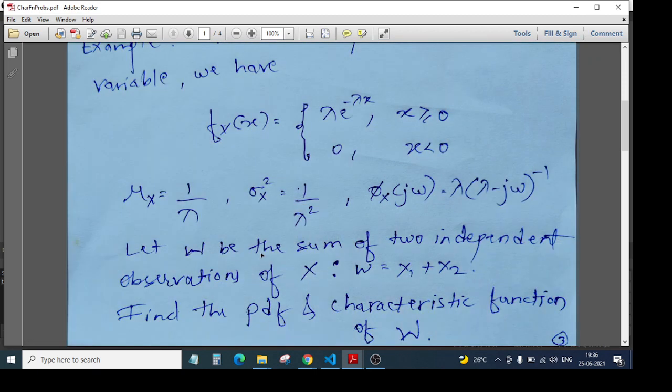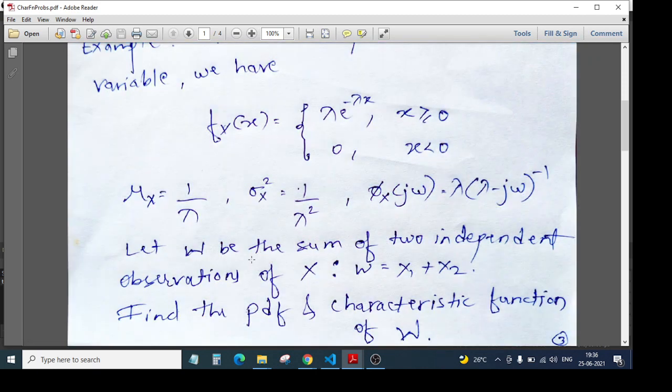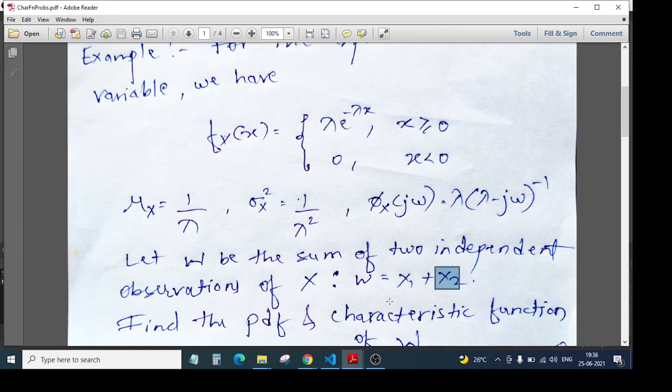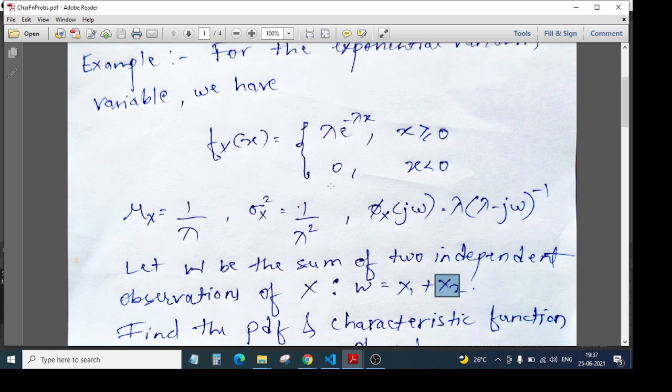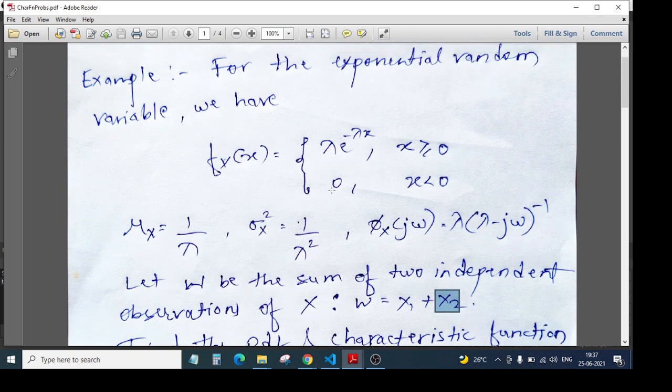So let w be the sum of two independent random variables. That is, w is the sum of two independent random variable observations, x1 and x2. Find the PDF and the characteristic function of w. So this is the problem statement. Let us try to understand what the problem is trying to tell us.